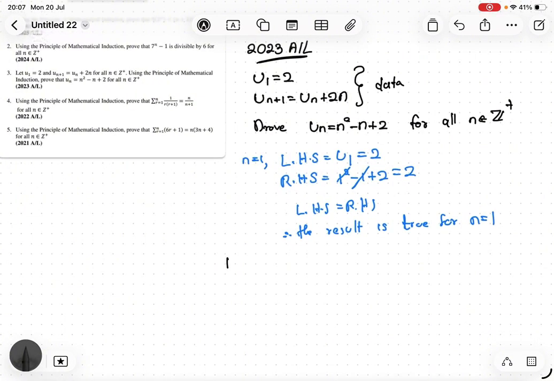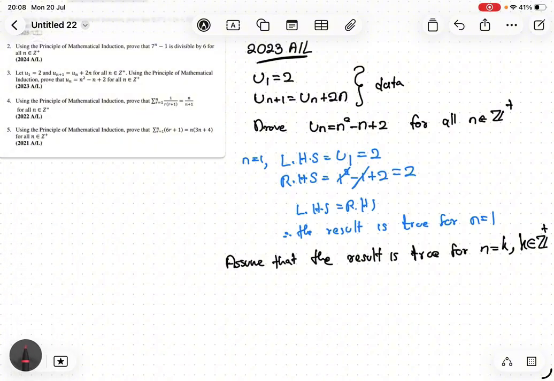Then do the assumption. Right. Assume that the result is true for n equals k, where k is a positive integer.